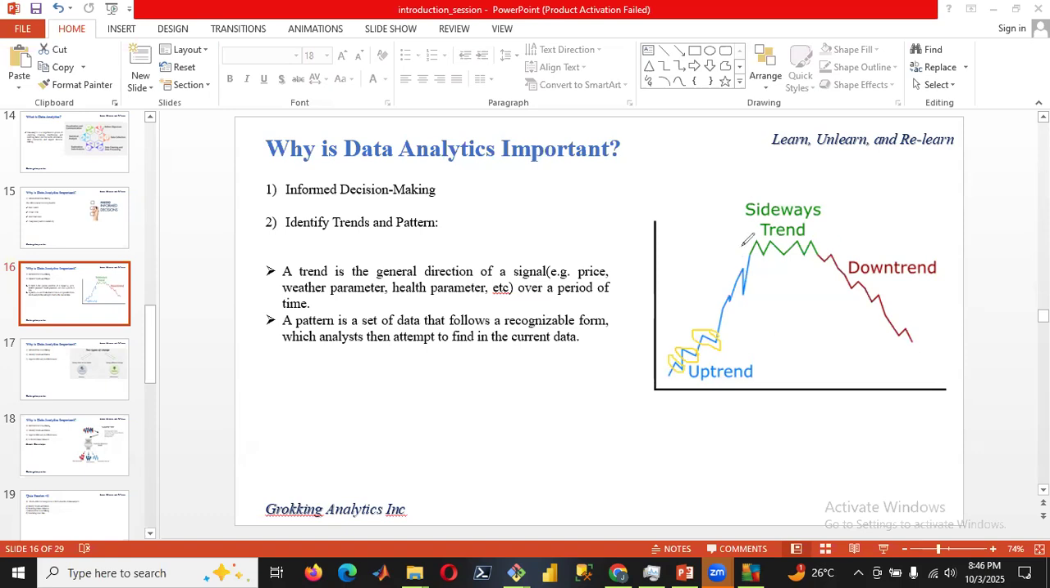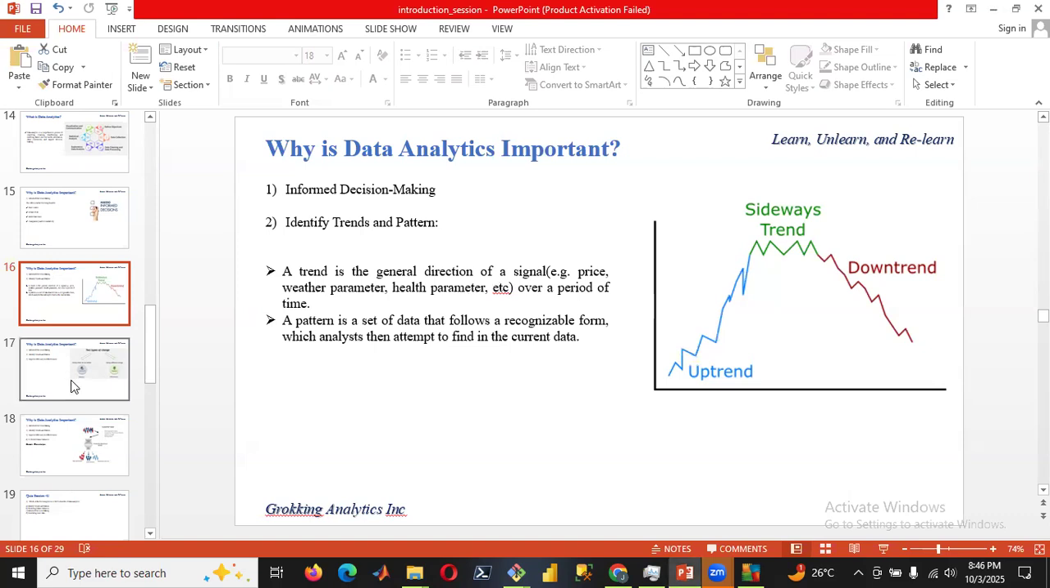Then the one going up is the upward trend. The one that is stabilized is the sideways trend. The one falling down is the downward trend. Don't worry, you don't need to trouble yourself too much about it. You will understand better when you get to Power BI. This is just to give you an idea of how data analytics can be very important for identifying trends and patterns. But for you not to confuse trend and pattern, that's why we differentiate between the two.